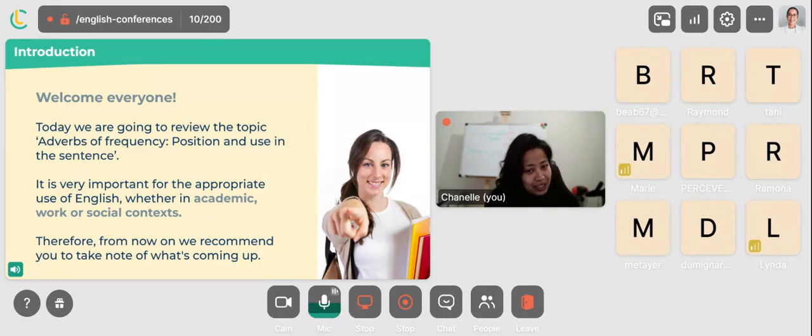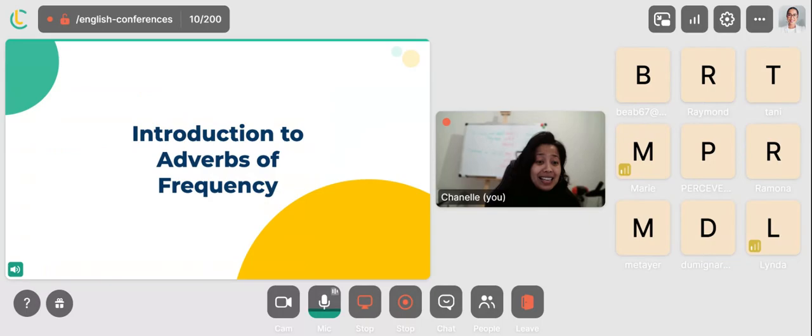Welcome everyone. Today we are going to review the topic adverbs of frequency, position and use in the sentence. It is very important for the appropriate use of English, whether in academic, work, or social contexts. Therefore, from now on, we recommend you take note of what is coming up.